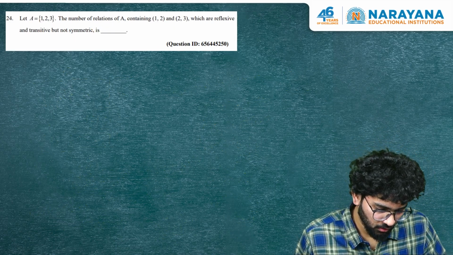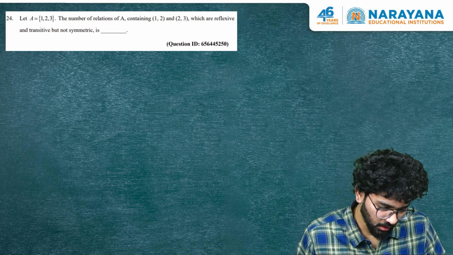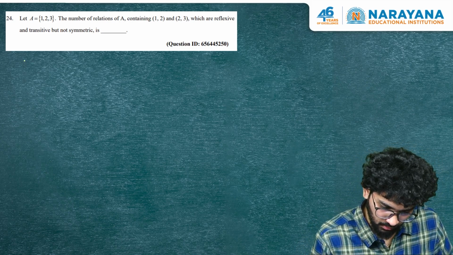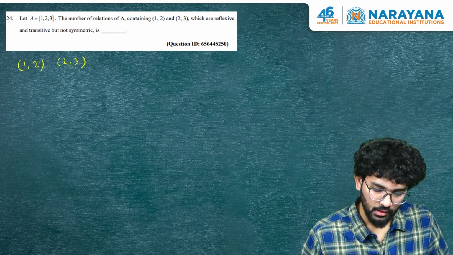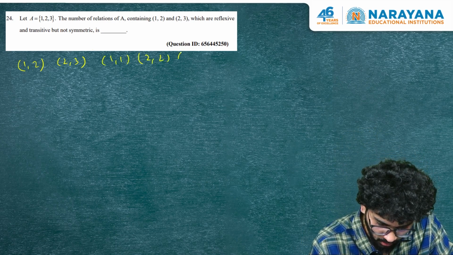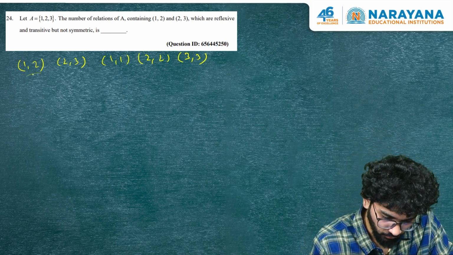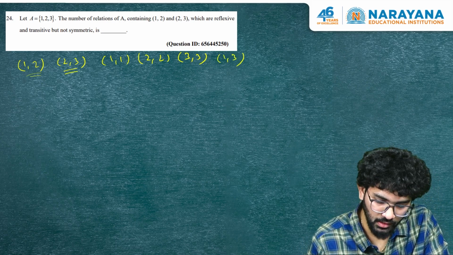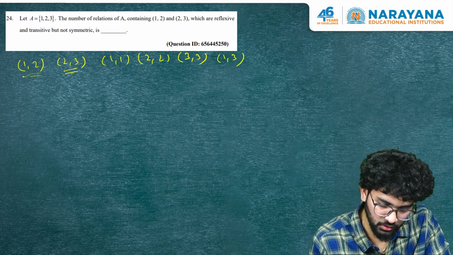Let A equal to the set of 1, 2, 3. The number of relations on A containing 1, 2 and 2, 3 which are reflexive but not transitive. Okay. So we have already 1, 2 and 2, 3. To satisfy the condition of reflexive, we need 1, 1, 2, 2 and 3, 3. Now to satisfy the condition of transitive, 1, 2 is there, 2, 3 is there, which means 1, 3 must be there. That is enough to make it transitive because 1, 1 is there, 1, 2 will be there, 2, 2, 2, 3. So the transitive condition is satisfied.